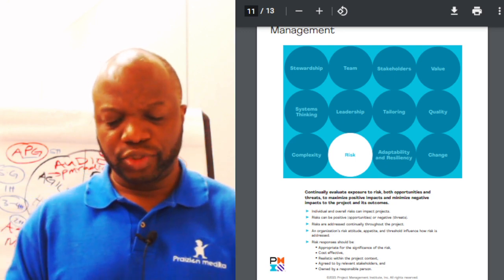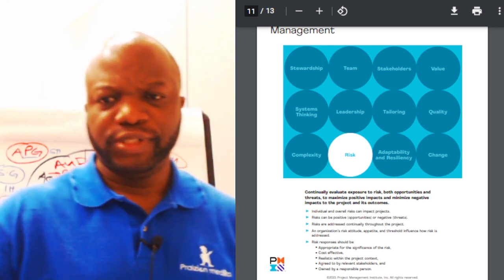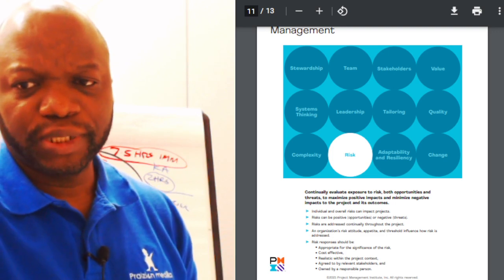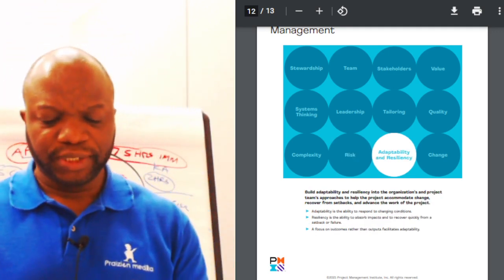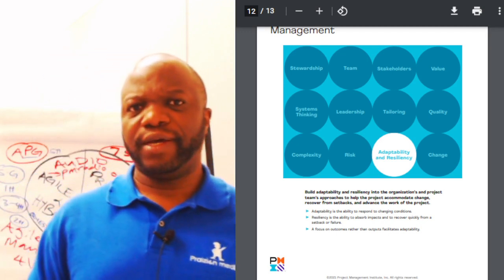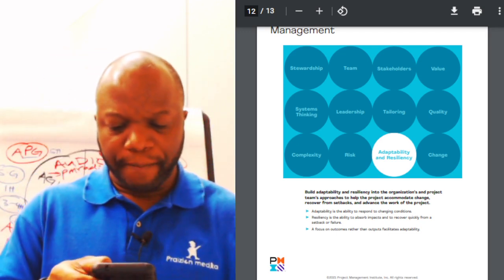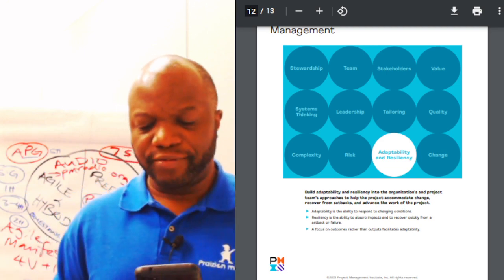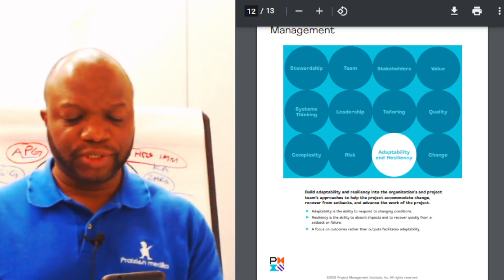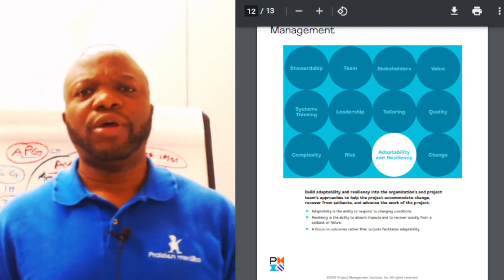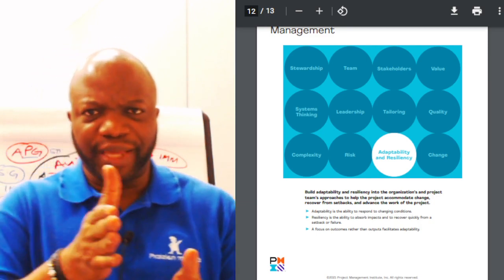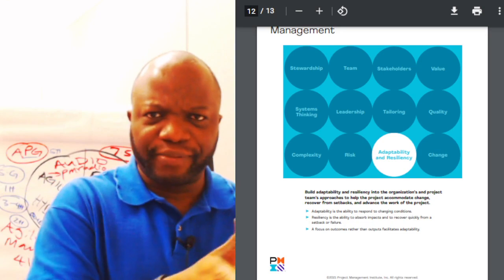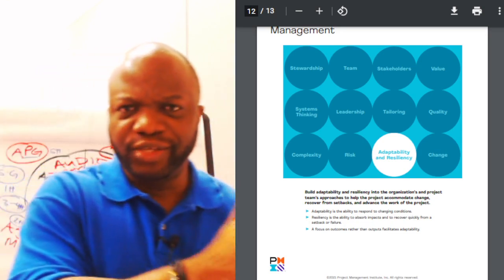Let's move on to our next area, which is adaptability and resiliency. What is adaptability? The summary is it's being agile. So it reads here, build adaptability and resiliency into the organization's and project team's approach. What are we trying to say here? Adaptability means break it down to be agile, iterative increments, plan in iterations.